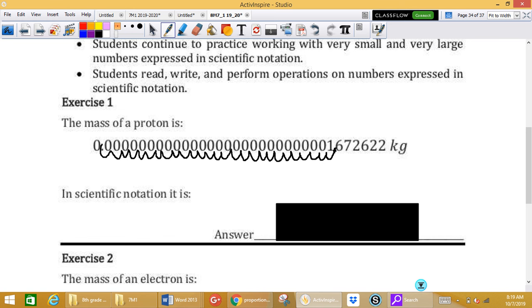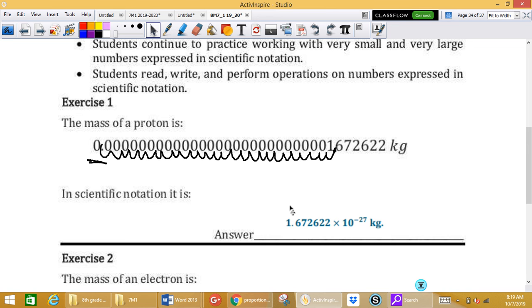And since this number is less than 1, it's going to be a negative 27. So it's going to be 1.672622 times 10 to the negative 27th.